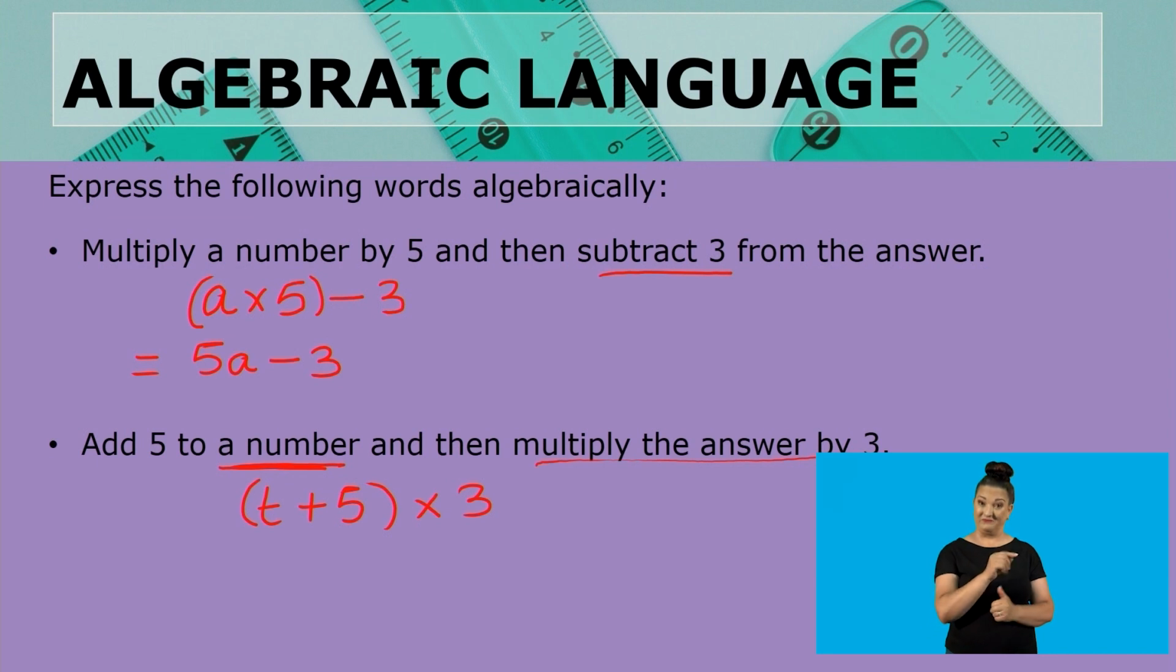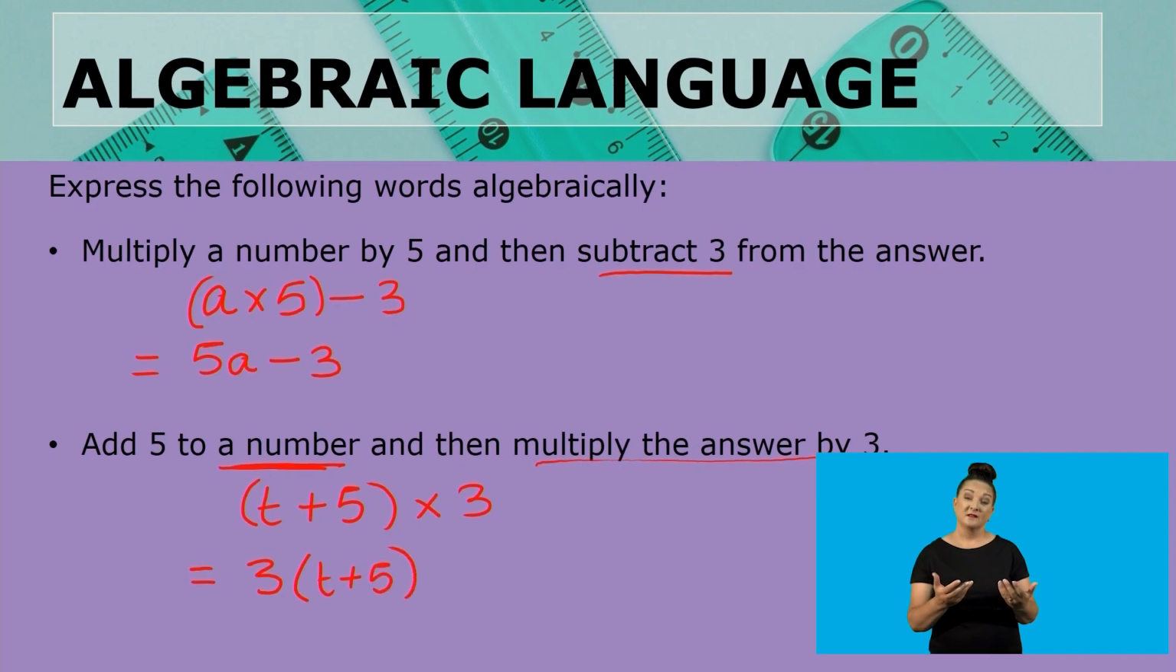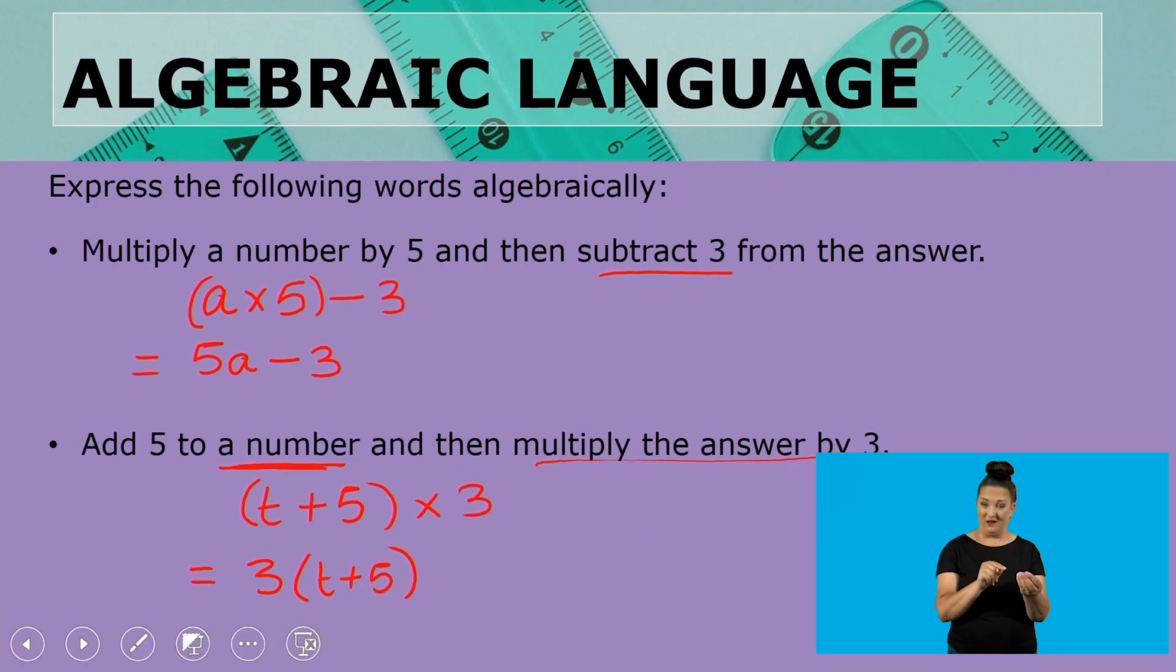And that is now represented algebraically. It can also actually be written as 3, and then we are multiplying (T plus 5). And we're going to start with in the brackets, which is us adding 5 to a certain number, and then whatever answer we get from that, we are going to multiply by 3.